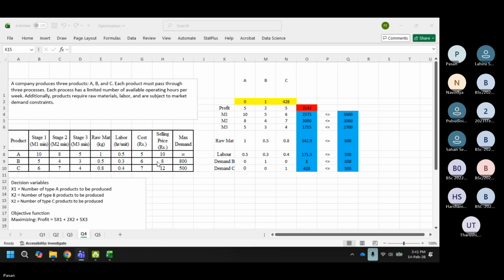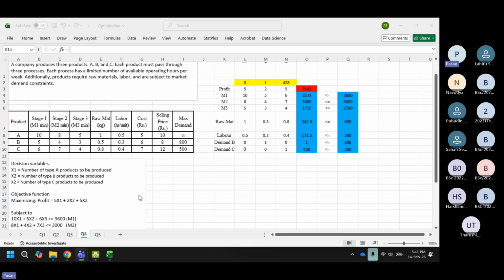So each production cost is given there, right? And then the selling prices are given here, and then the maximum demand available for each item is given there. So infinity means you can produce this one as much as possible, but these ones have to be restricted to 800 and 500. So that is the given information.